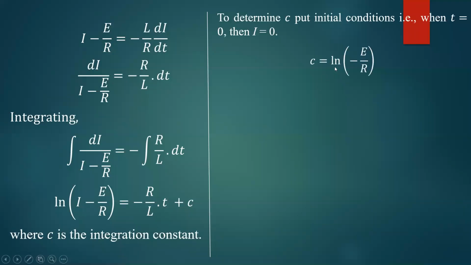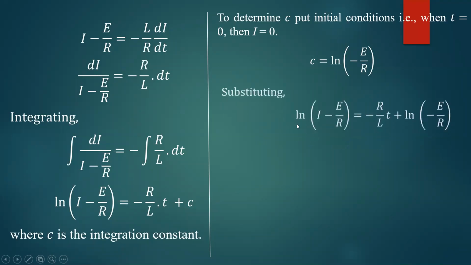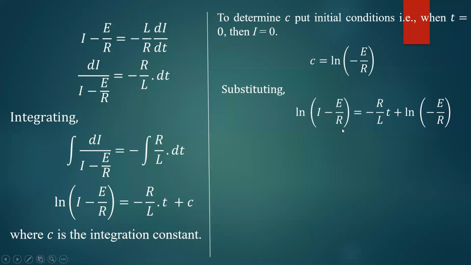So c is equal to ln of minus E by R, since I is 0. That is the value of c. Substituting the value of c in this equation, you will get ln of I minus E by R equal to minus R by L into t, plus in place of c we have ln of minus E by R.